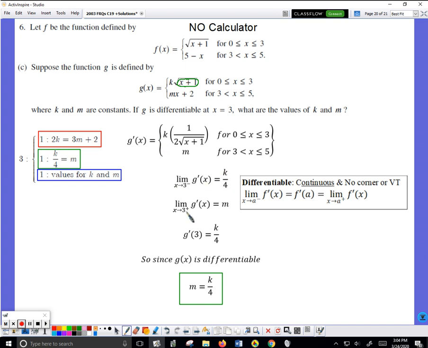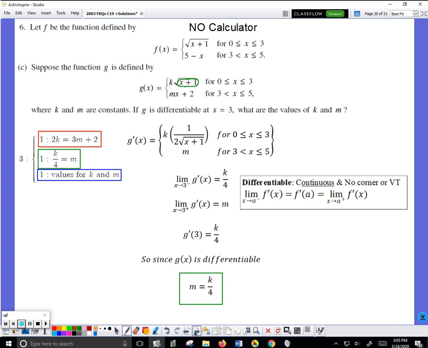When x is slightly more than 3, I'm using this. The value of g prime is exactly m. g prime of 3 goes back up to here. Plug in exactly 3, we get exactly k over 4. For g to be differentiable, these all 3 must be equal. Therefore I have a new equation, m must equal k over 4. If I get that far, they'll give me the second of the 3 points.